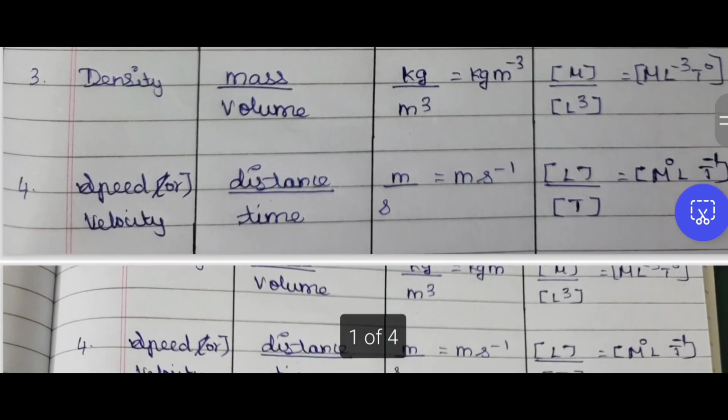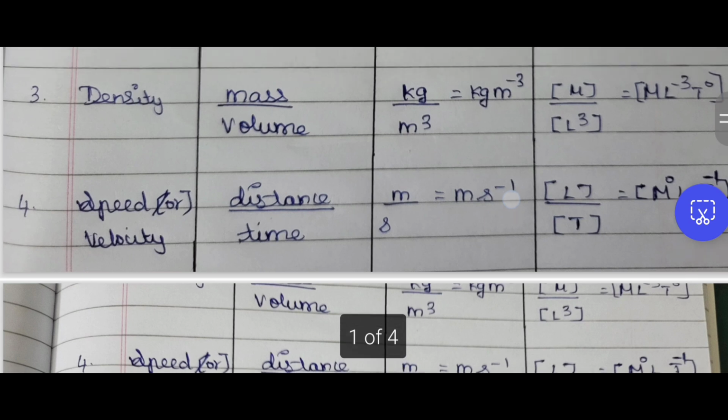Next one, speed or velocity. Generally speed and velocity are the same, but if we give it with direction it becomes velocity. The formula for speed or velocity is distance by time, the distance you have covered by the time you have taken. The SI unit of distance is meter, and the SI unit of time is second. So it becomes meter by second.